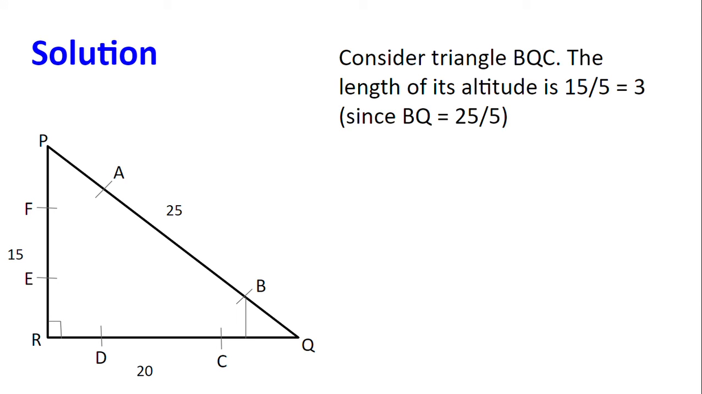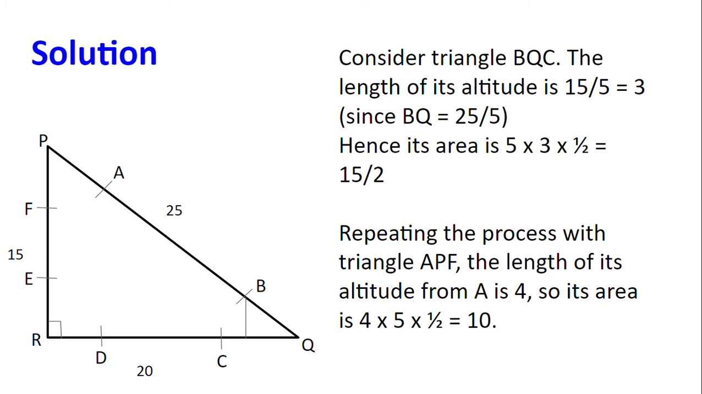Consider triangle BQC. The length of its altitude from B is 15 over 5, which is 3, since BQ is 25 divided by 5, and as you can see, if we have B prime being the foot of the altitude, B prime Q is similar to PQR, and it is 5 times smaller. Hence its area is 5 multiplied by 3 multiplied by a half, which is 15 over 2.